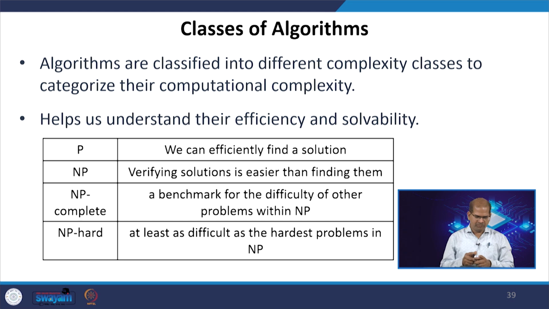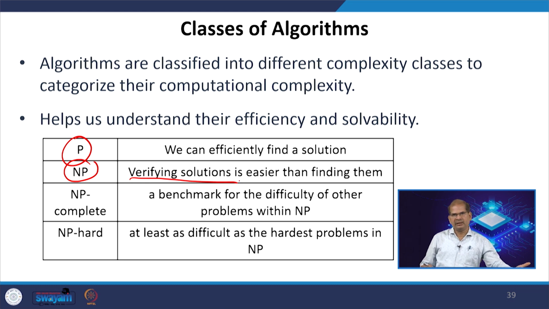One is P. P means polynomial time algorithm, where we can efficiently find the solution of the problem statement in polynomial time. The NP is non-deterministic polynomial time, where you cannot find the solution of the algorithm in polynomial time. However, if we can guess a solution, we can verify that in polynomial time. So, verifying a solution takes less time than finding a solution for the problem statement.